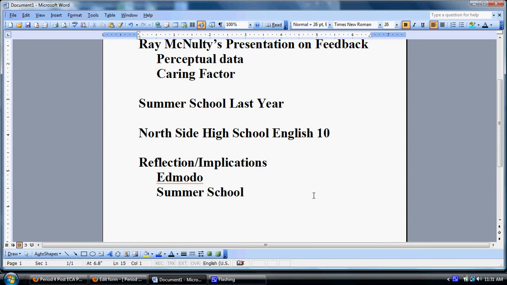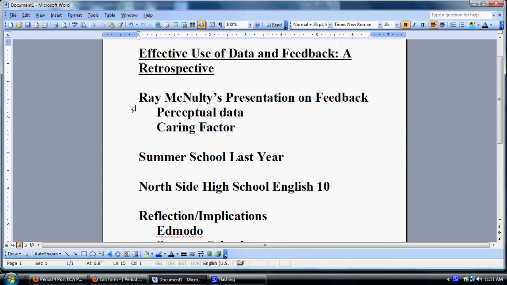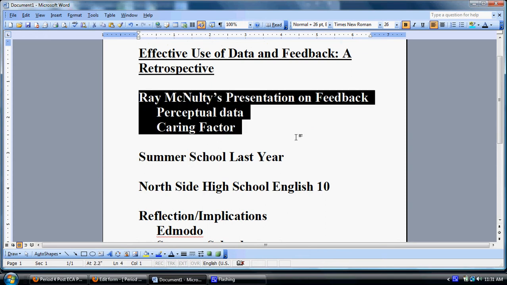And so those are the reflections and implications. We have got to have the caring factor in there, and we need to have perceptual data. We need to have a place to gather that, because perception oftentimes is reality, and it leads to measurable outcomes for students. So that is my presentation, and I want to thank Ray McNulty for having done that.